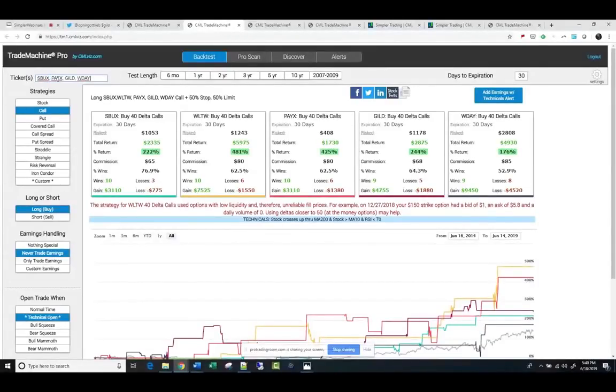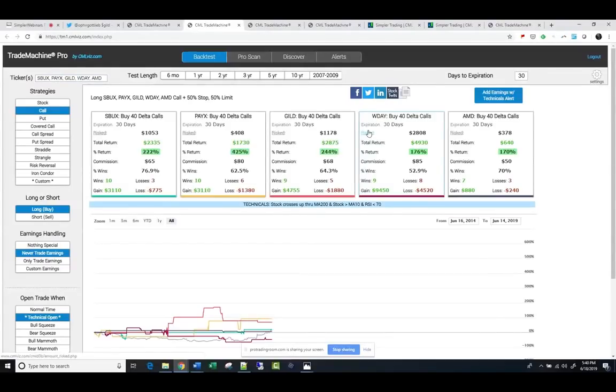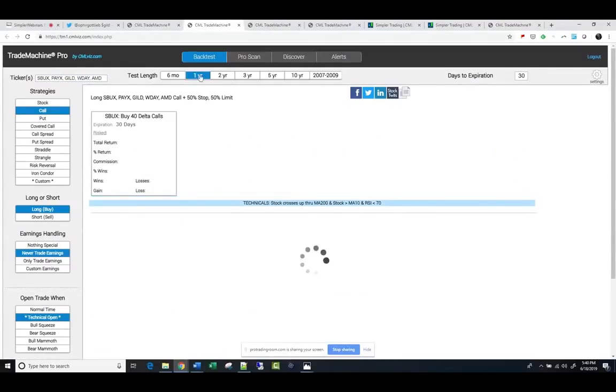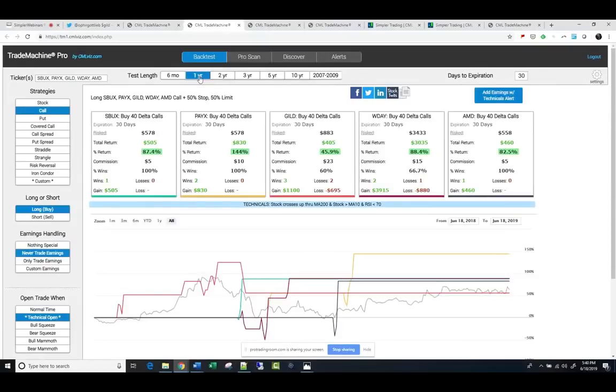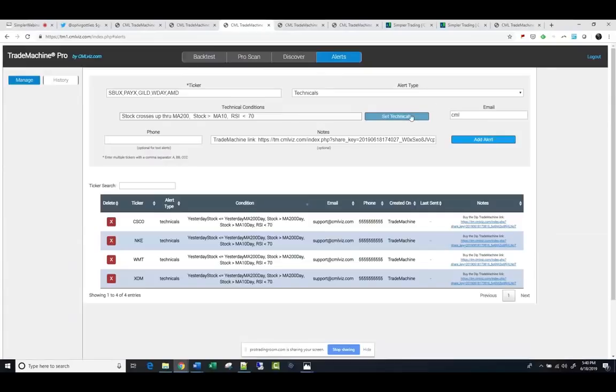And is there something I want to add in its place? Yeah. AMD, we talked about it a little earlier. Okay. Now I'll take a look at these trades over the last 5 years. Look good. Let's make sure the last year is good. All looking good. Great. Now I'm going to add these as well. The technicals are already set. It's automatic.